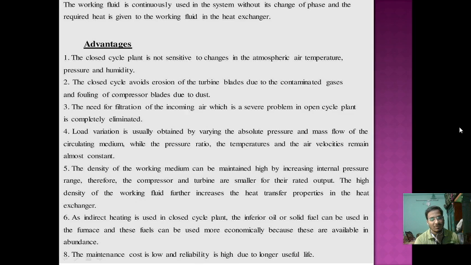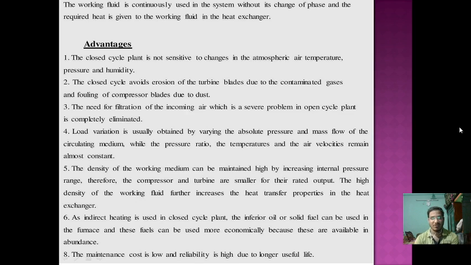And in an open cycle we need filtration of the incoming air, which causes several problems. Here there is no requirement for filtering the air. Load variation is also handled well: as per the load variation, the pressure ratio will vary, and the temperature remains constant.